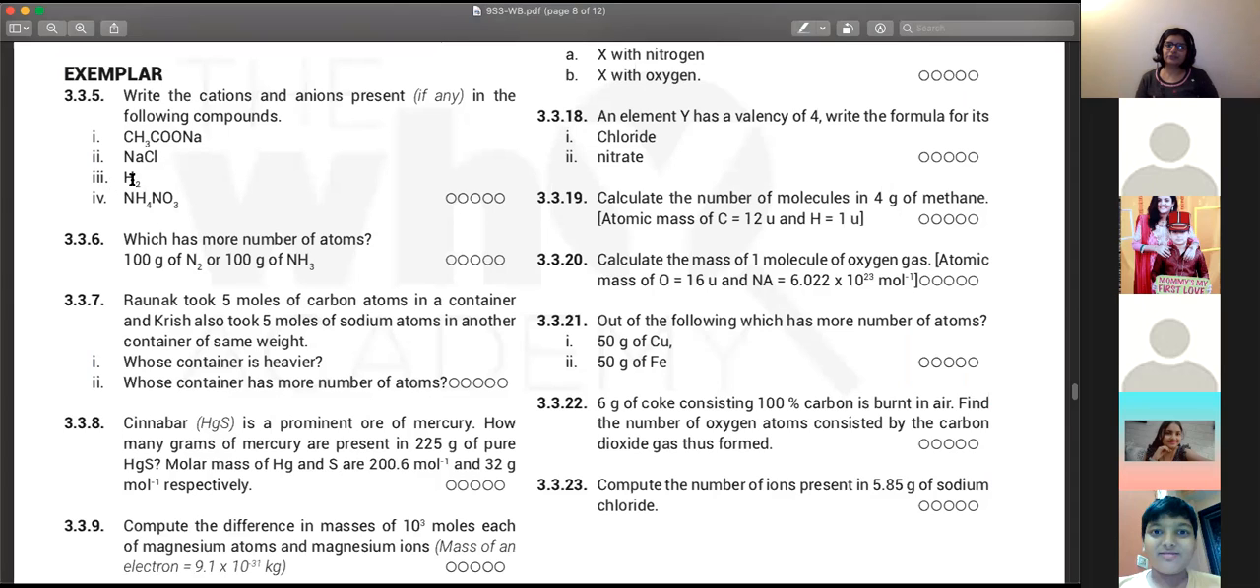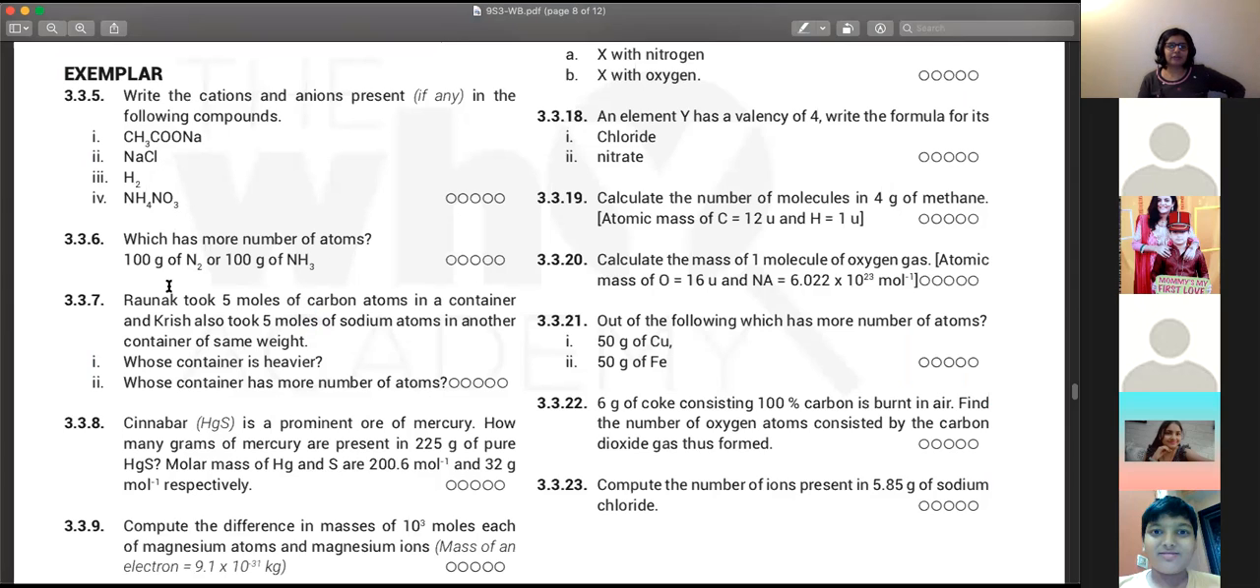What about H2? Ma'am, no cation, no anion. Yes. So hydrogen molecule is formed by a covalent bond. So in it you don't have any cations or anions.